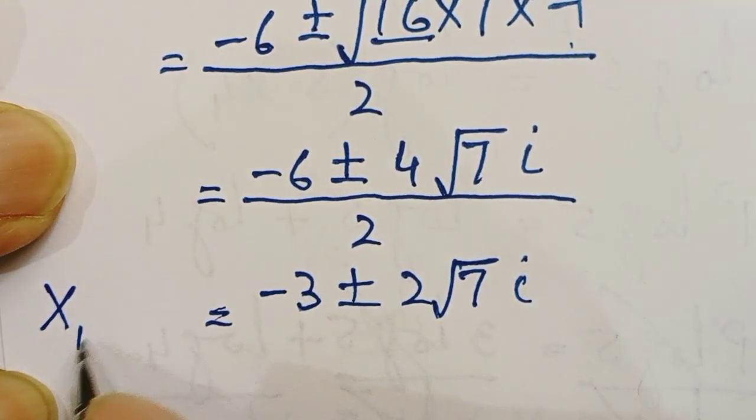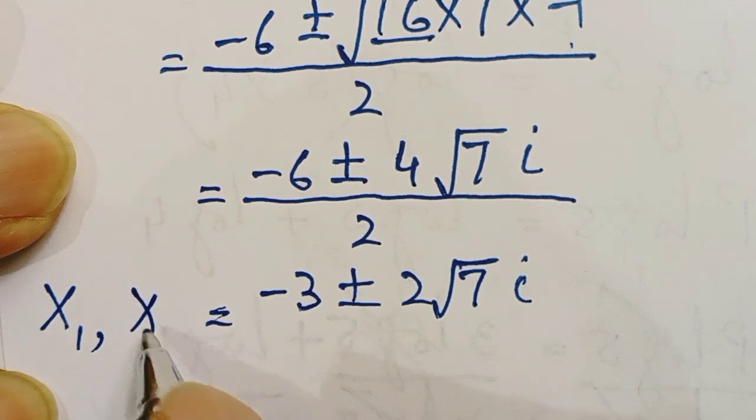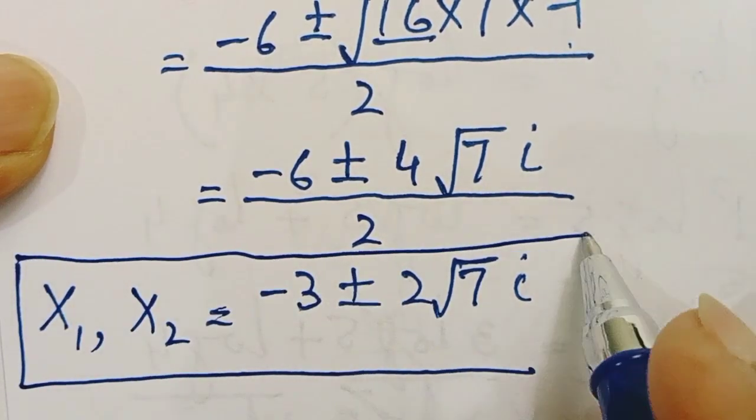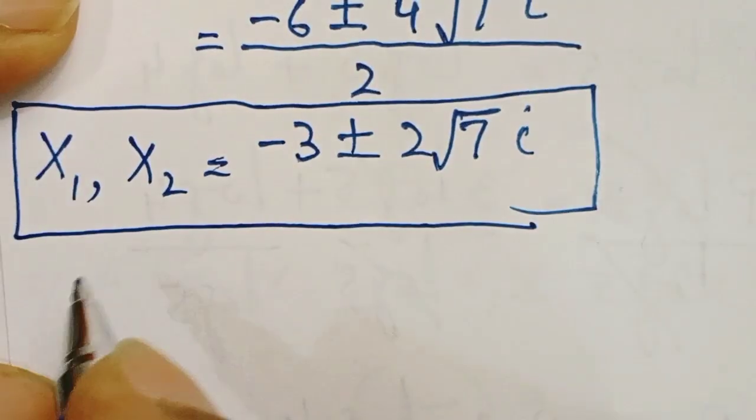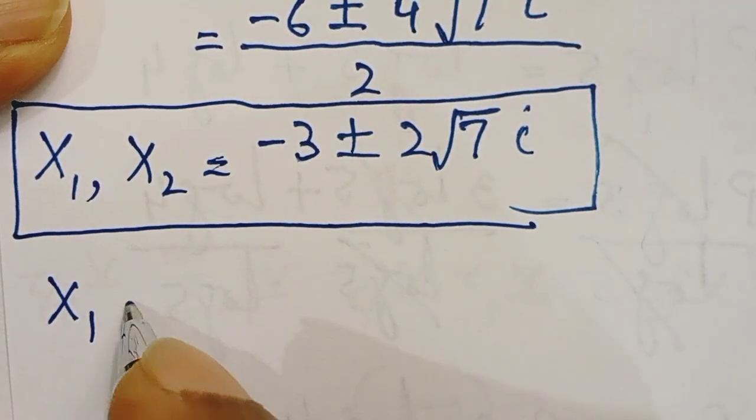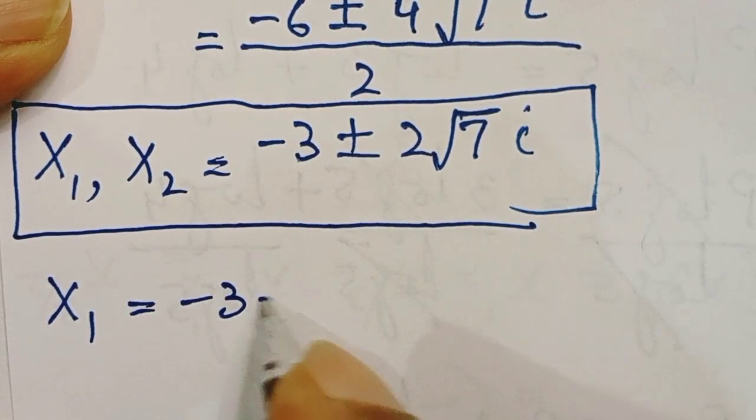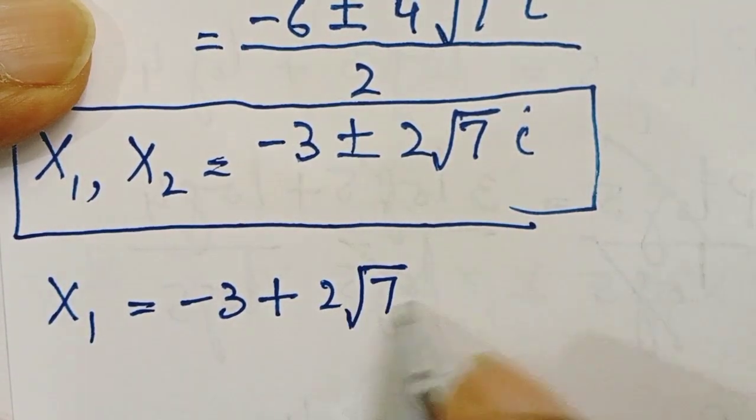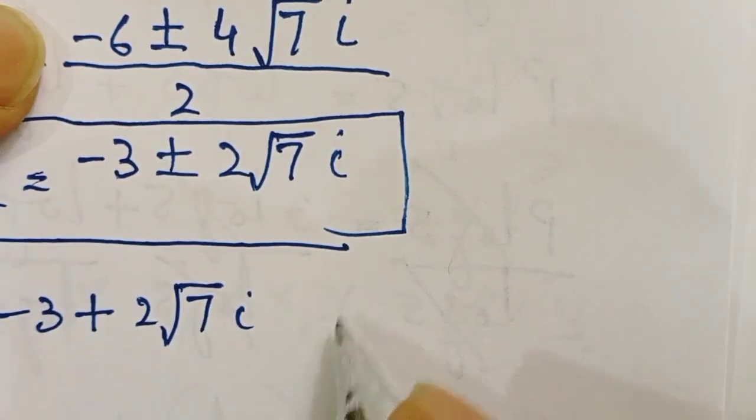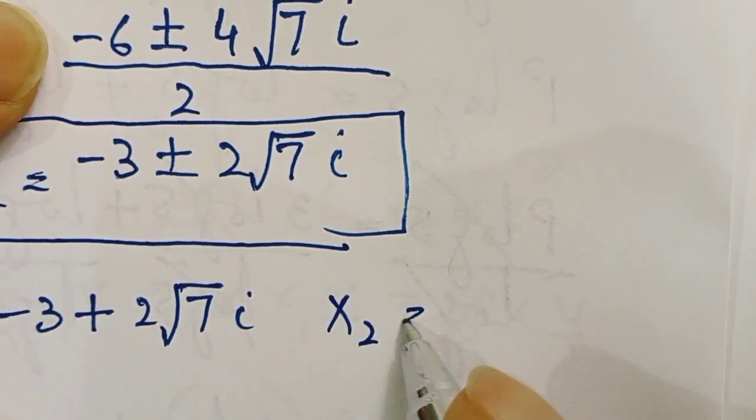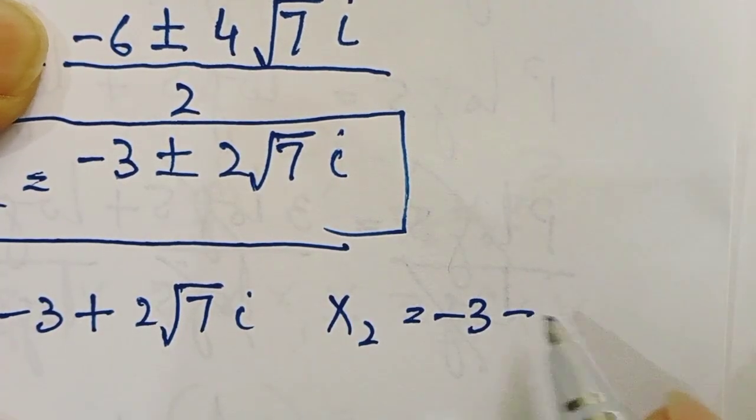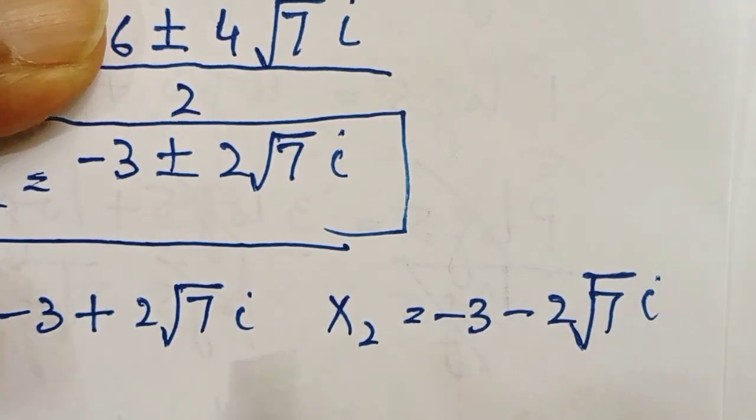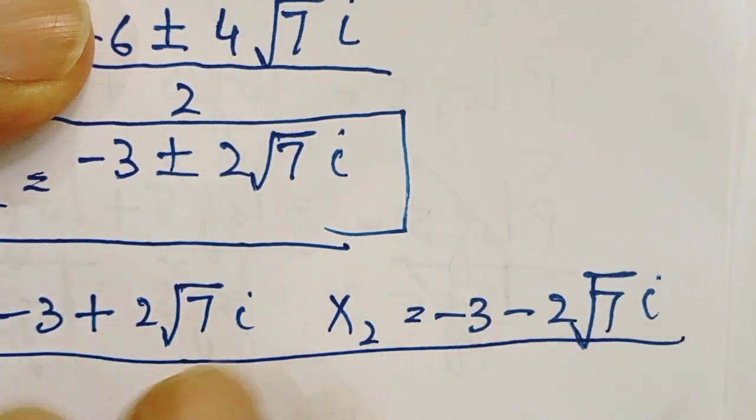This is the value of x1, x2. x1 is minus 3 plus 2 square root of 7 iota, and x2 is equal to minus 3 minus 2 square root of 7 iota. These are the two values.